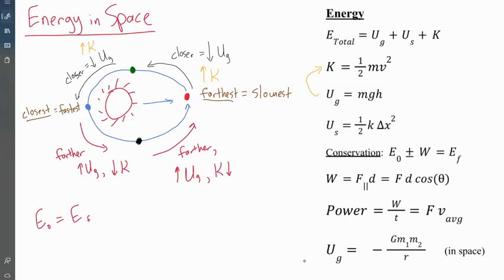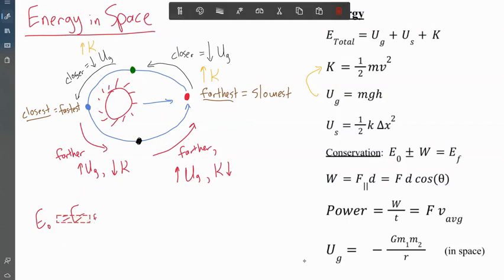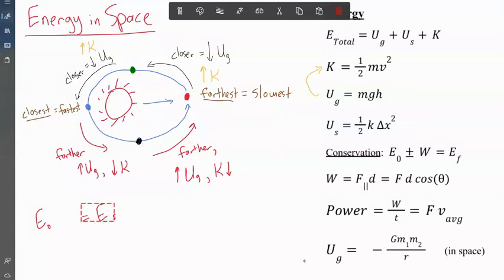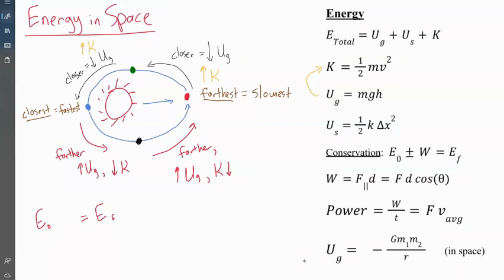We do officially have work in this expression here, plus or minus work. But are there any outside forces acting besides just the gravity between the planet and the sun? No, there's not. So we get that our initial energy must equal our final energy because there are no outside forces.